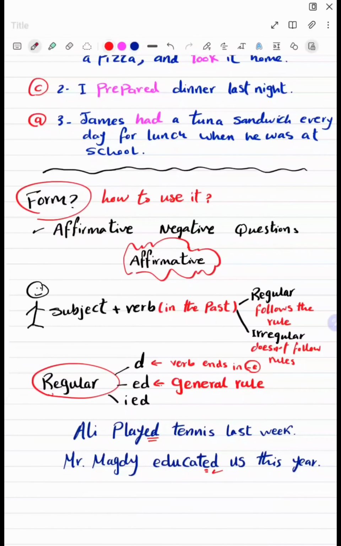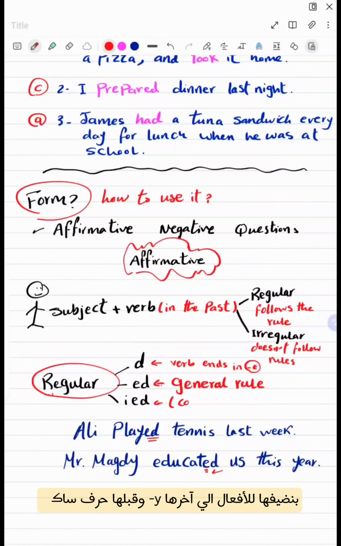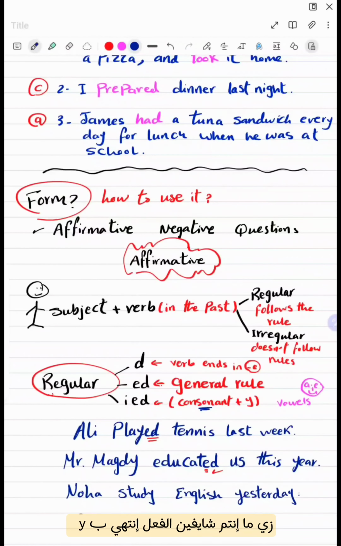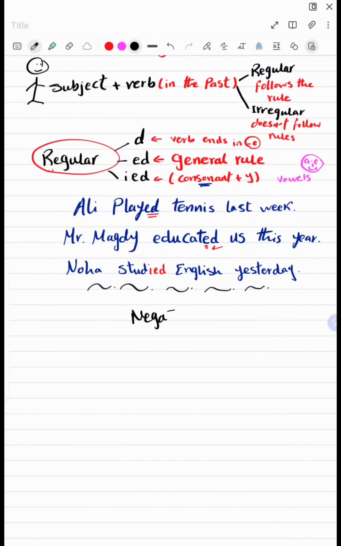And for the IED, we use it with any verb which ends in a consonant plus Y. And consonants are all the letters except for the vowels. And for the vowels, we have A, E, I, O, and U, 5 letters which represent the vowels. Okay, Noha studied English yesterday. As you can see, the verb ends in a Y, and preceding it we have a D, so we remove the Y and add IED. Alright, to move forward, let's move to the negative, how to form the negative.